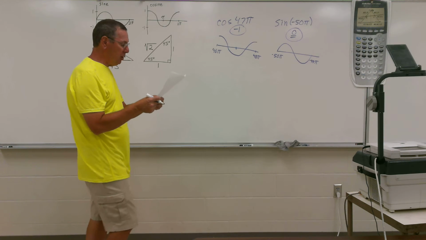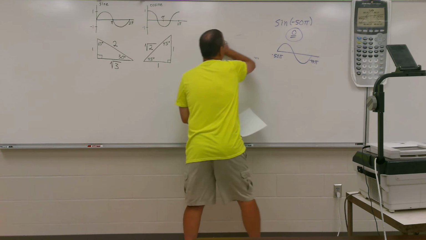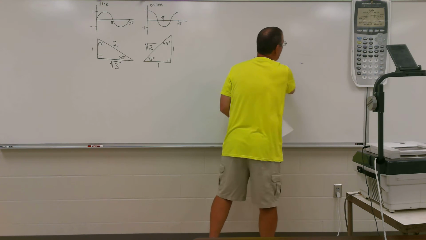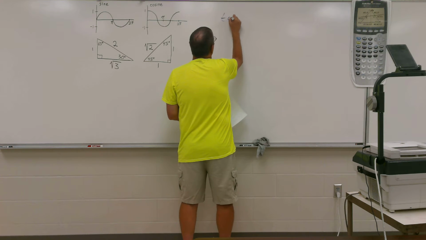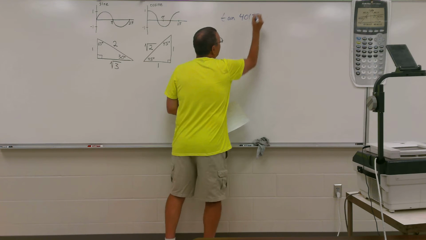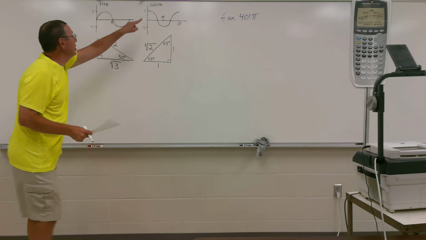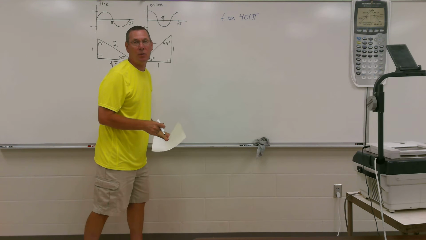Okay, next problem, tangent of 401 pi. Tangent of 401 pi. So what do I do first? As soon as you see that, I'm looking for my tangent curve. I don't see a tangent curve, so I've got to go sine over cosine.